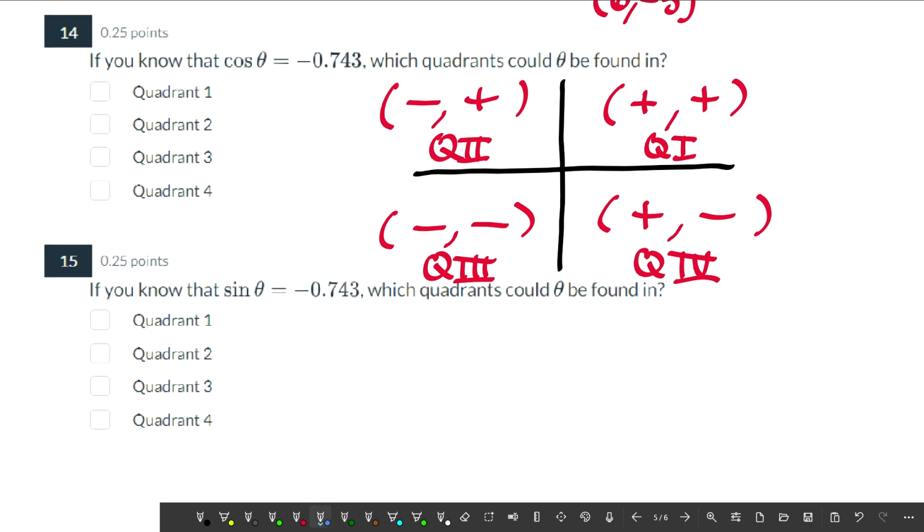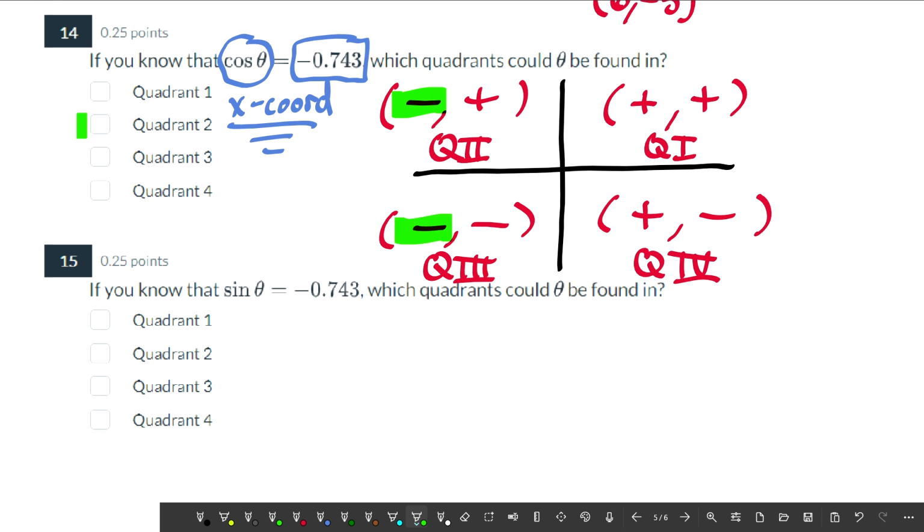In order to talk about cosine, we have to remember that cosine is always the x-coordinate. Wherever the x-coordinate is negative, right? Because this value is negative. It doesn't really matter that we're talking specifically about negative 0.743, but it is a negative value. So that would be quadrants 2 and 3. So 2 and 3, those are the answers.